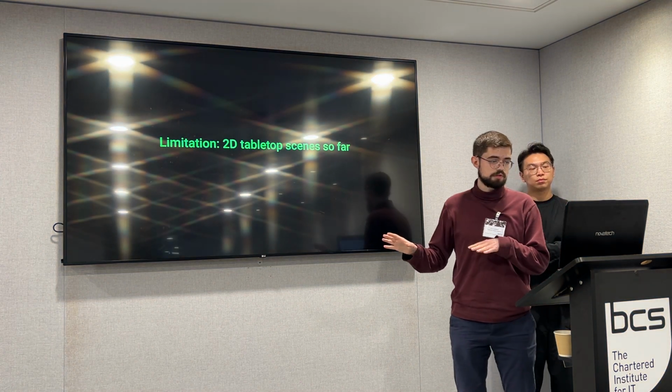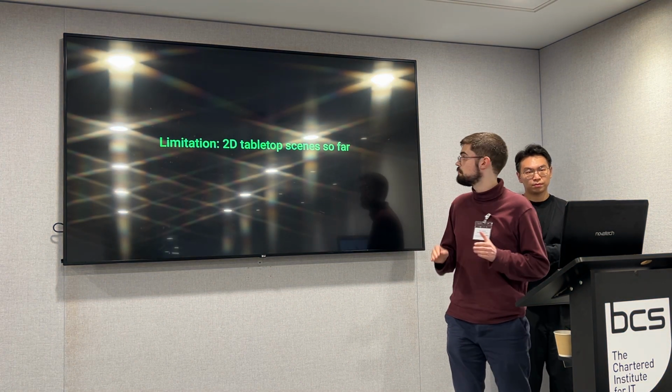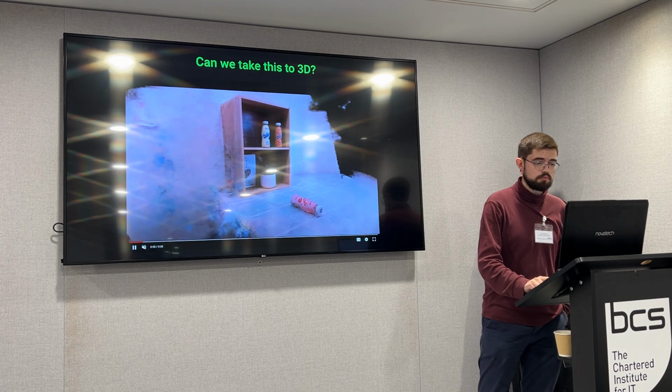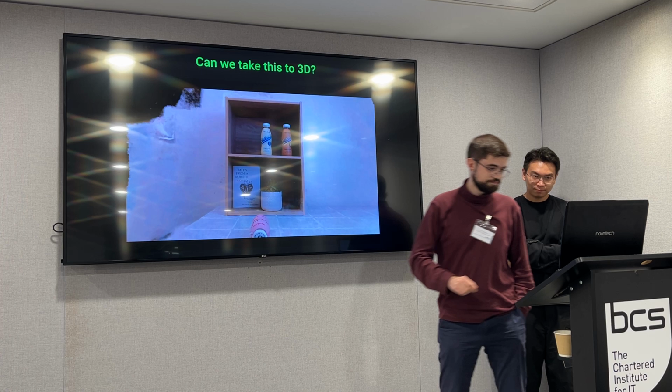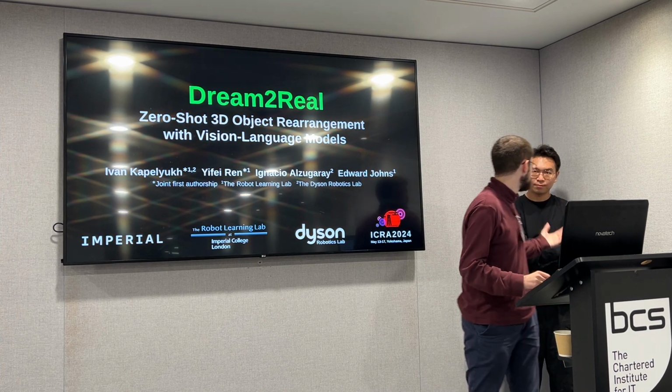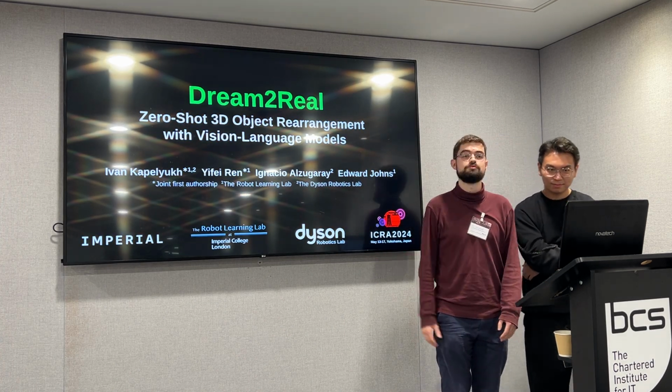So far, this works pretty well, but it's limited to 2D tabletop scenes. And the next question is, what if we want to solve a 6-degree of freedom task? For example, like putting this pink bottle on that shelf. Well, for this, I'm going to hand over to Wayve. He's going to tell you a bit about our next paper, which is called Dream to Real.